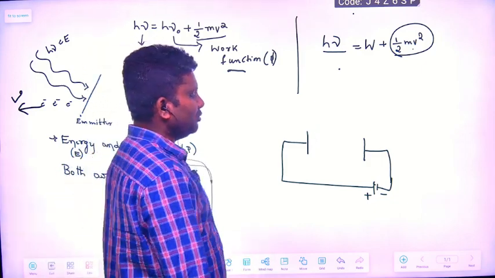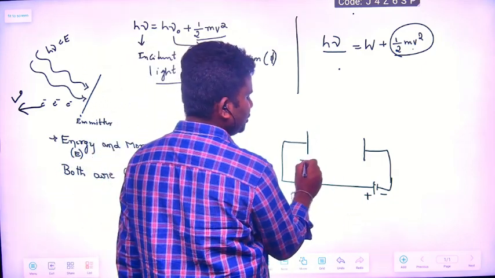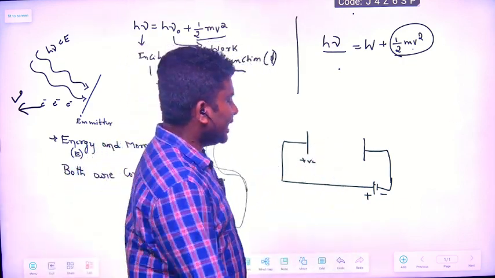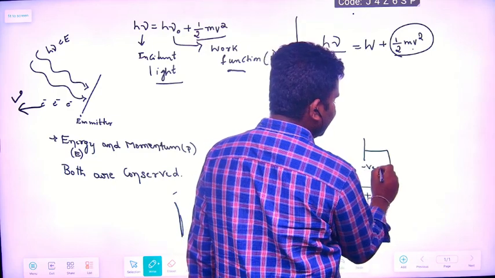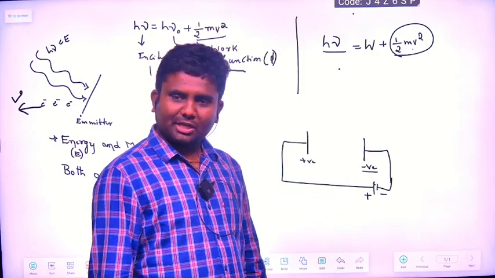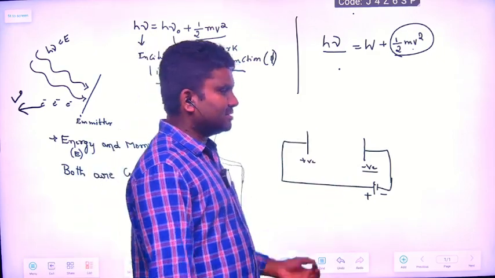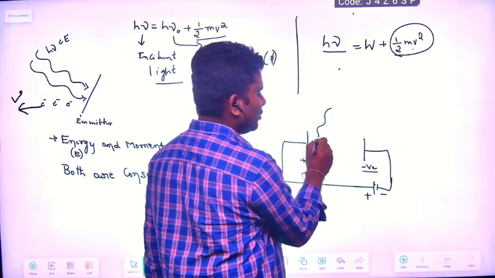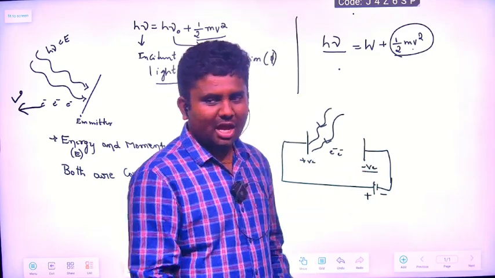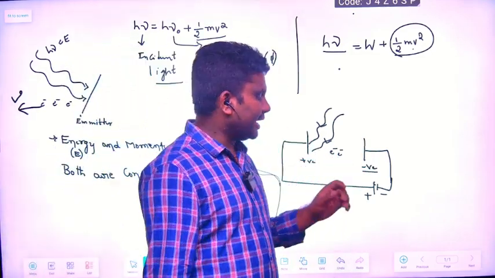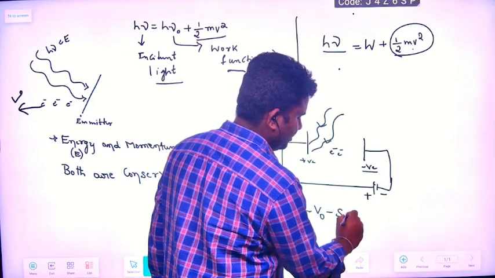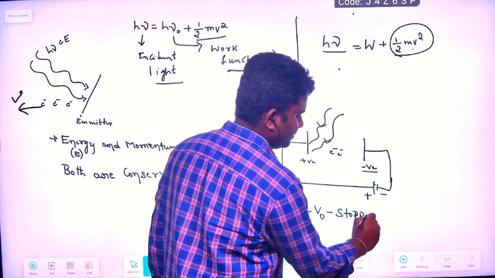Whenever you give positive potential to the emitter plate and negative potential to the collector plate, what happens? Slowly the flow of electrons decreases. The movement of electrons reduces slowly, and it will be stopped at one particular negative potential, which is the stopping potential.